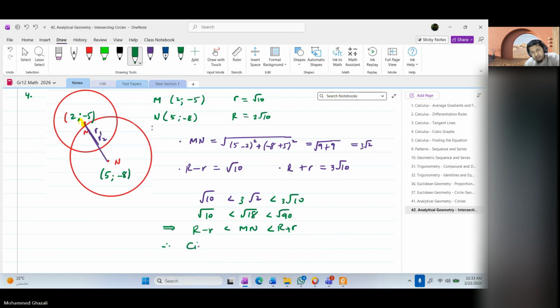Therefore, the circles intersect at 2 points, right? So that's how I would solve this problem.